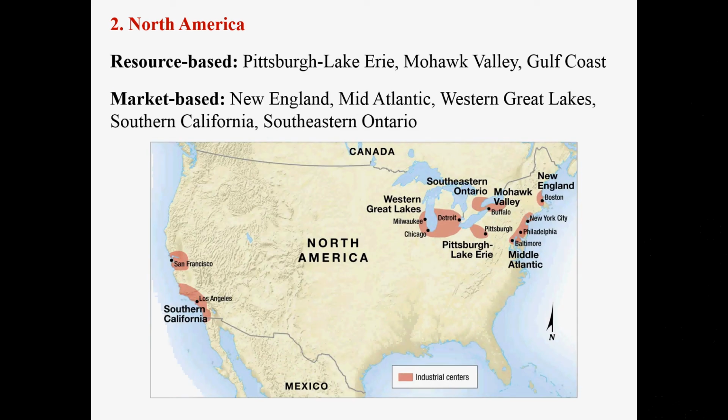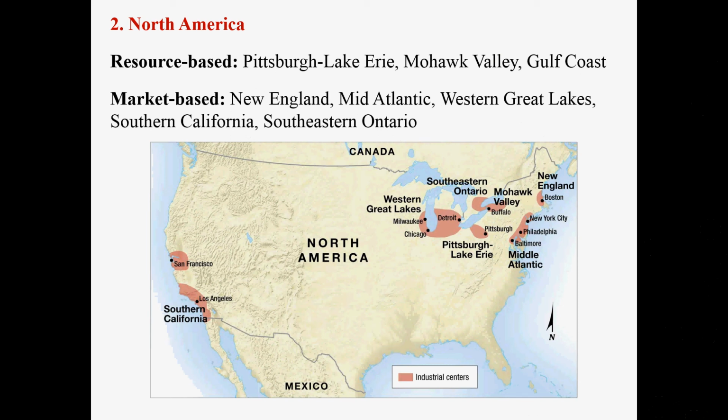And in North America, you have resource-based industrial regions such as the Pittsburgh Lake area region based upon the coal mining industry and, in the early days, some iron ore. That's where the industry started in the Pittsburgh area that made it a major center of steel making. Mohawk Valley and the Gulf coast are all in that sense. They have important resources such as the Gulf coast. You have the crude oil and natural gas.